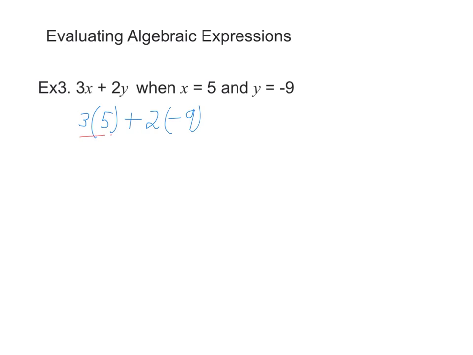Order of operations says to do the multiplication first. So I'll multiply 3 times 15 and add that to the result of 2 times negative 9. Here I'm adding a positive and a negative, so I'll subtract and use the sign of the larger number. So it's negative 3.